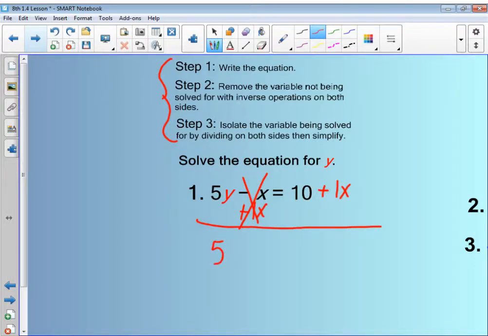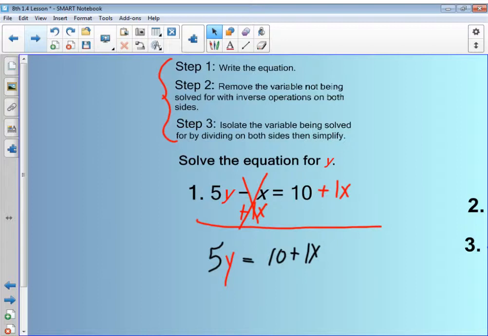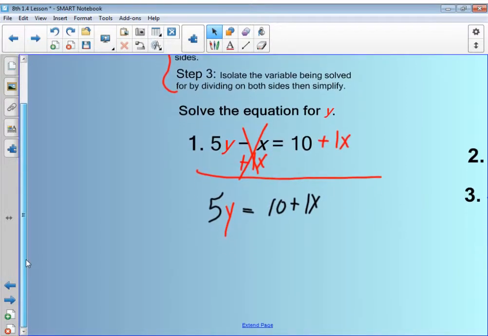Okay, so now here's what I have left over. I'm going to change the color so that we can pay attention to that. We have 5y equals 10 plus 1x. That's what I have sitting in there. Okay, so now let's continue to isolate y. We got rid of the x, the variable that they didn't want us to leave. Now we need to isolate the y.